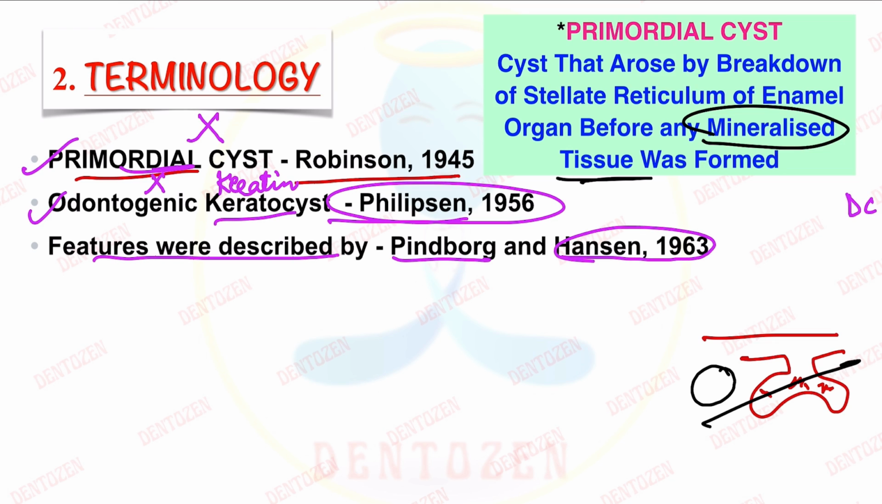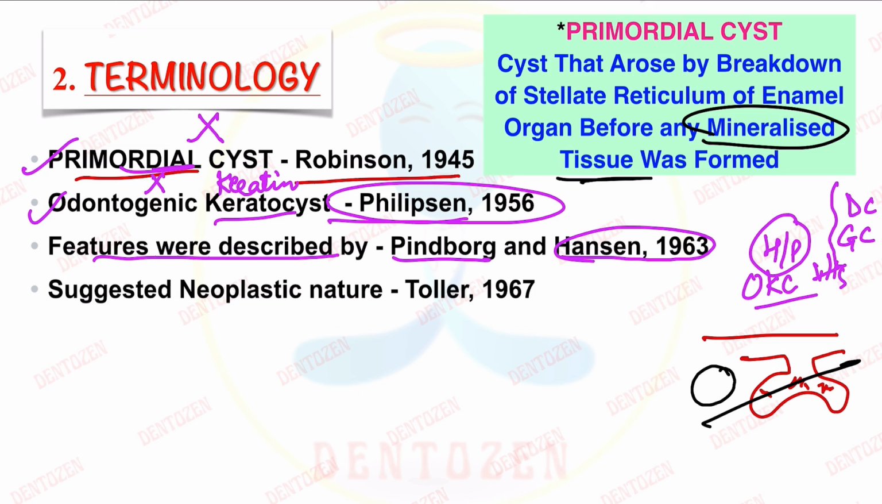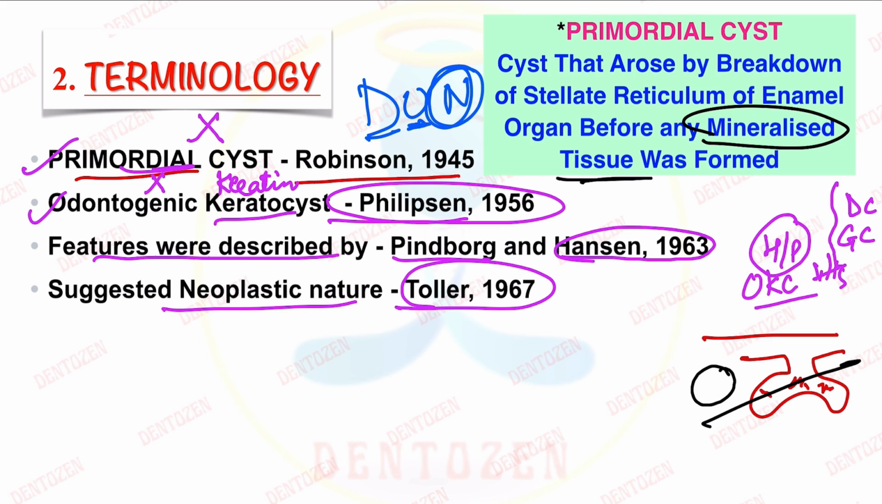Now there are other cysts like dentigerous cyst, gingival cyst which may produce keratin. Then how do we differentiate OKC from them? It is based on its specific histopathology that we do that. Now there is a twist. Stoller in 1967 suggested that OKC is DON, that is, it is developmental odontogenic cyst with neoplastic behavior, tumor-like behavior.